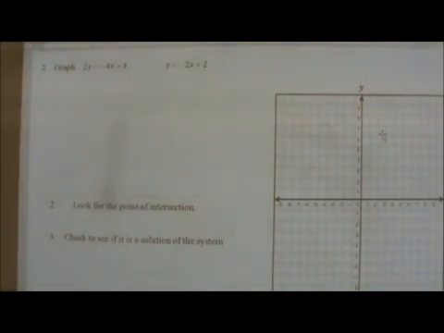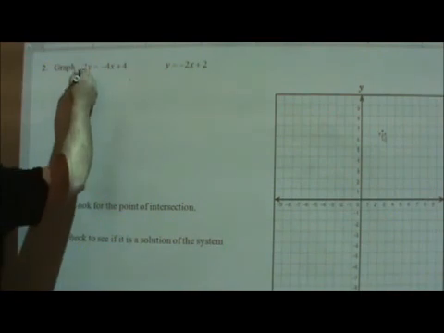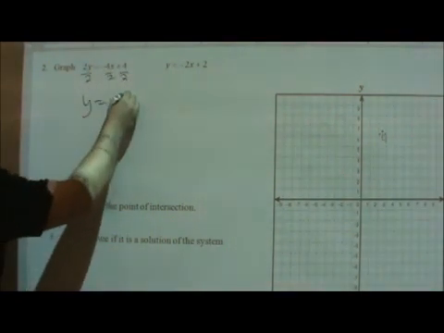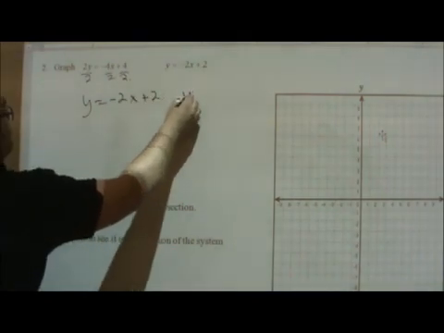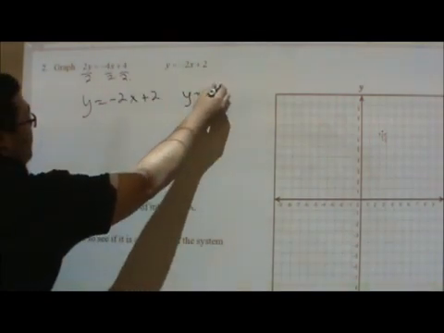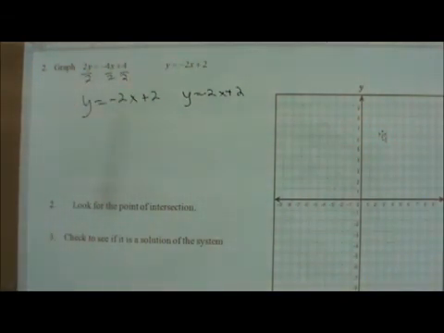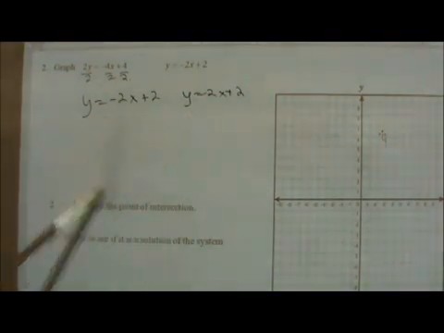Next one that we have here, same steps. So we're going to graph it. So we got to get this in slope-intercept form. And this one's already in slope-intercept form. Hopefully something else jumps right out at you. Okay? These are the exact same equations.